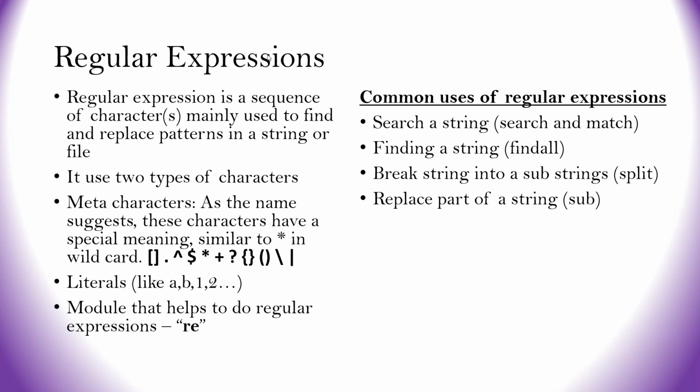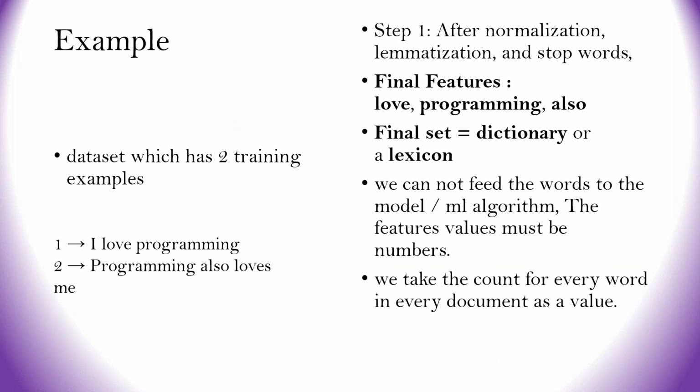Okay, someone is asking again, explain the document vectorization part. Okay, let me explain that. If you look at the final features out of this lexicon, what is given here is this. The first feature is love, programming, also. Depending on this final feature only, we are going to represent this data set.